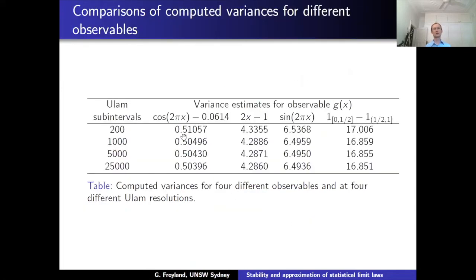Okay, so here is an indication of the variance estimate. You can see this was the blue, the symmetric observation, and this was my step function. You can see there's a massive difference in the variance. This is small, this is very large. This gives an indication of the kind of convergence that you observe for different numbers of Ulam subintervals.